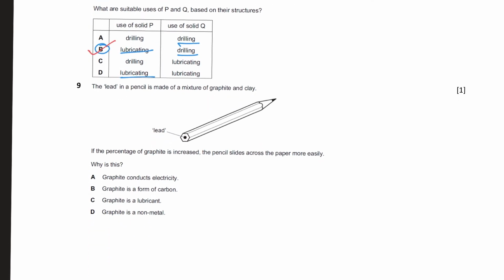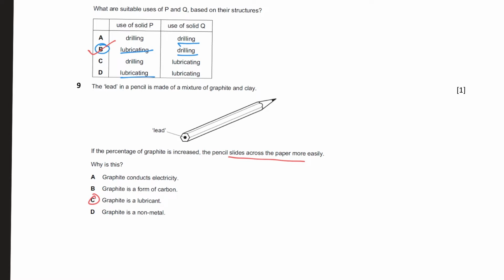The lead in a pencil is made of a mixture of graphite and clay. If the percentage of graphite is increased, the pencil slides across the paper more easily. What does this mean? When it slides across the paper more easily, that shows that this is more soft, and that is again because graphite is a lubricant. Now other statements might be true for graphite, like graphite conducts electricity. That's true, but how does that relate to it sliding or it being more soft? Or it is a form of carbon. It was a form anyway, and it's a non-metal. It was a non-metal anyway, whether you increase the percentage of graphite or not.